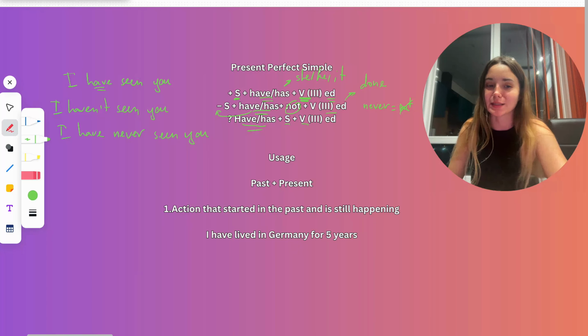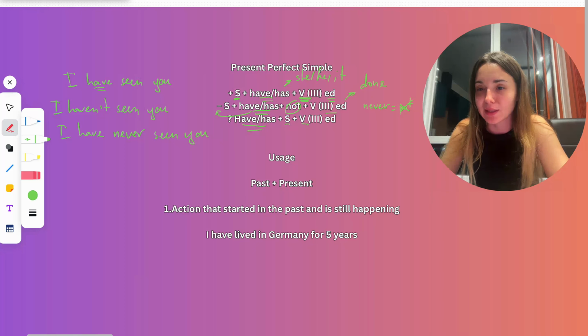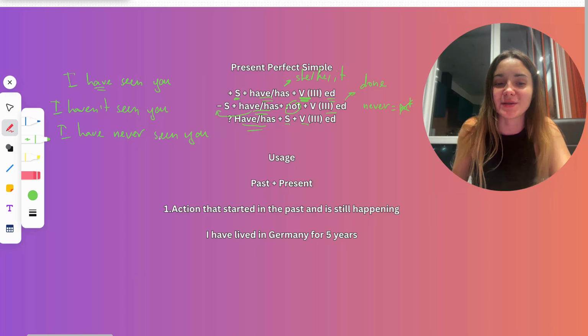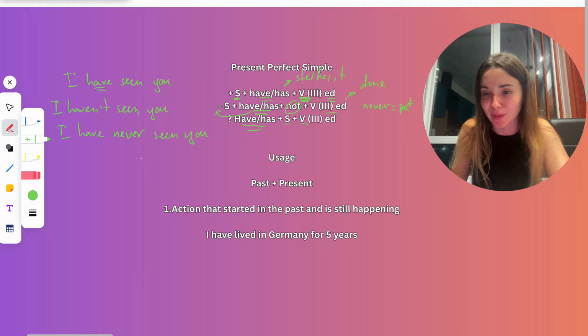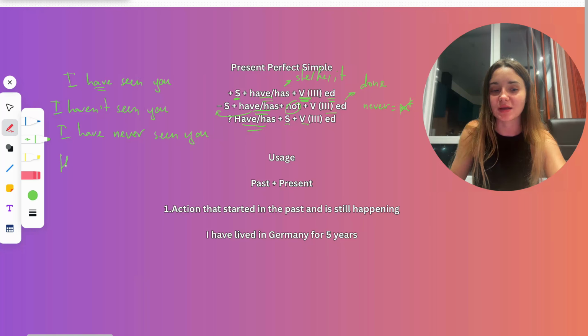This one means that I just haven't seen you. It could be like these days or this month, but if we say I have never seen you, it means that I have never seen you, right, before. And the question, have I seen you? So that's about the structure. I hope it's understandable. I hope it's clear. With he, she, it, it's the same, but instead of have, we have has. She has seen you, she hasn't seen you, she has never seen you, and has she seen you?